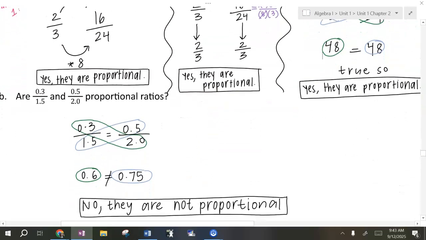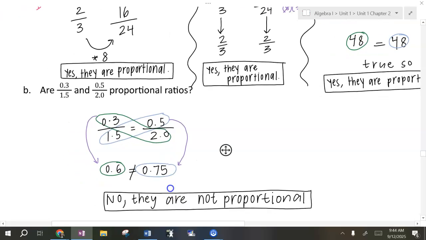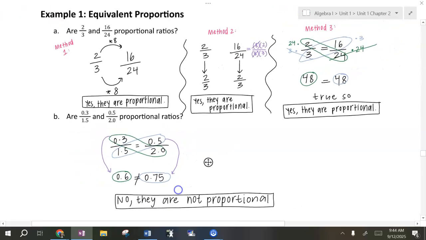I decided to use method 3 on this. I looked at the cross products. So I multiplied 1.5 by 0.5, and I got 0.75. Then I multiplied across the other way, 0.3 times 2.0, and I got 0.6. Since these cross products are not equal to each other, it tells me that these two ratios are not proportional. They're not equal ratios, so therefore they are not proportional.